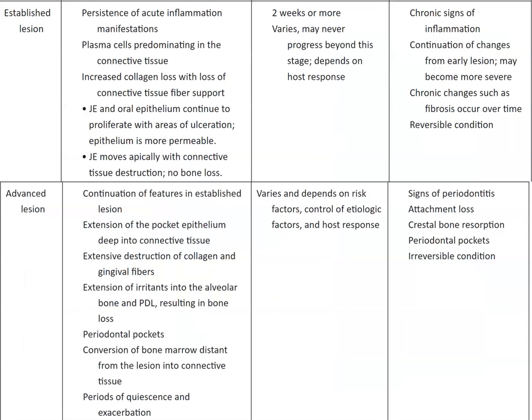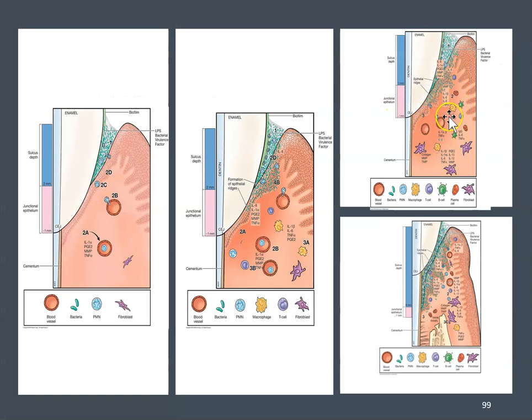When we progress to established lesions, so 2 weeks or more, the bacteria has not been disturbed. Now you're getting much more severe conditions. But again, so far, no bone loss has occurred. It's just the inflammation of the gum. More cells are in play to try to kill the bacteria.